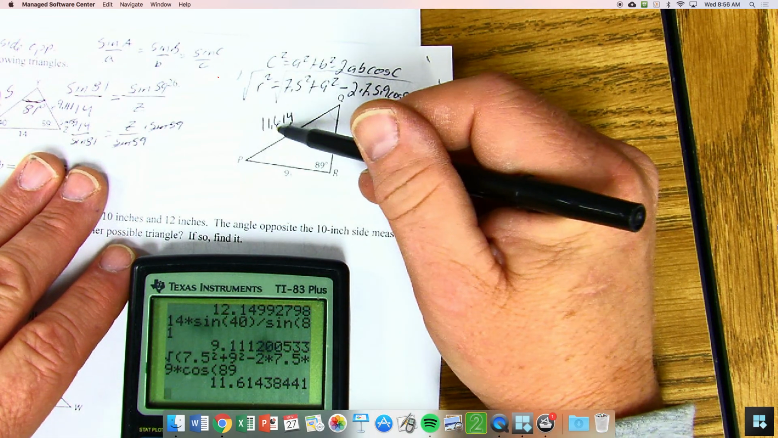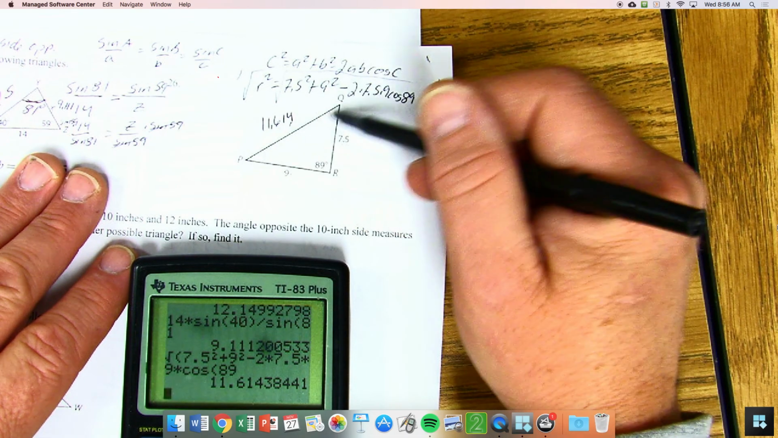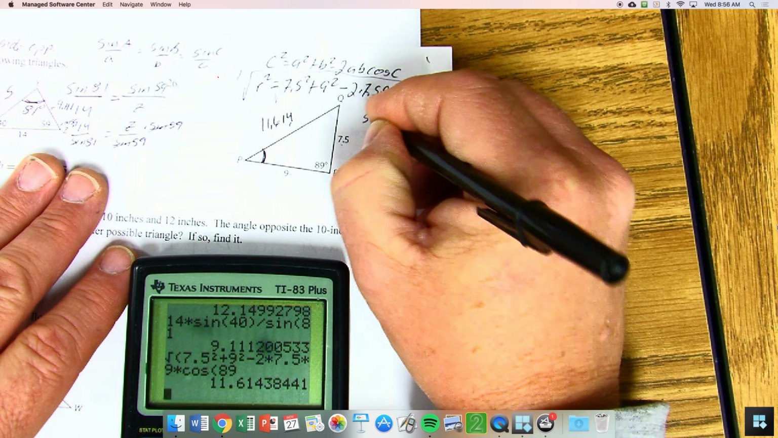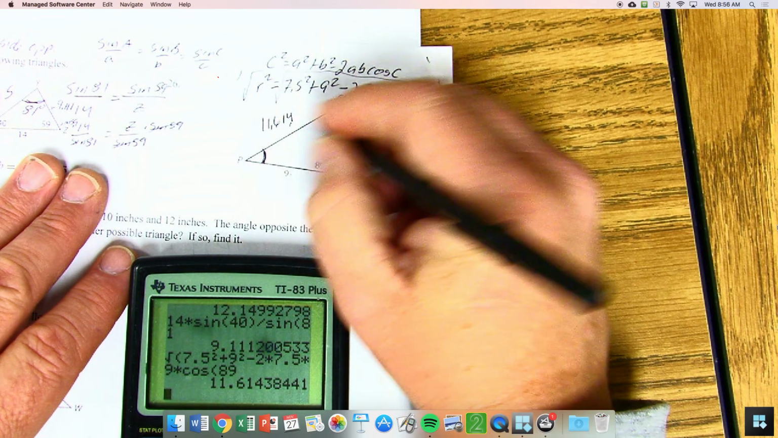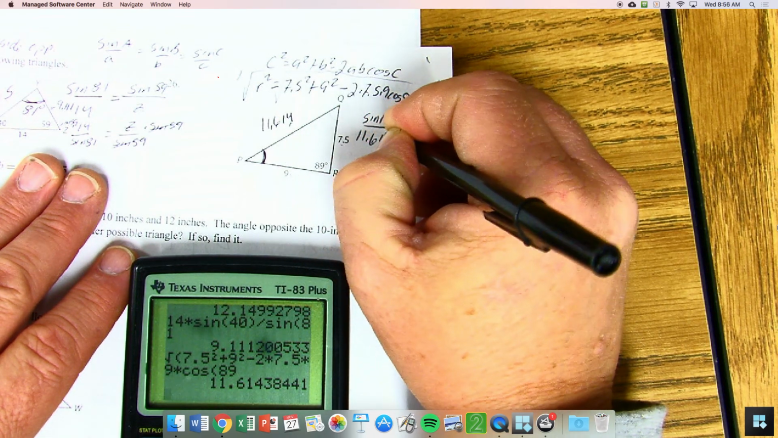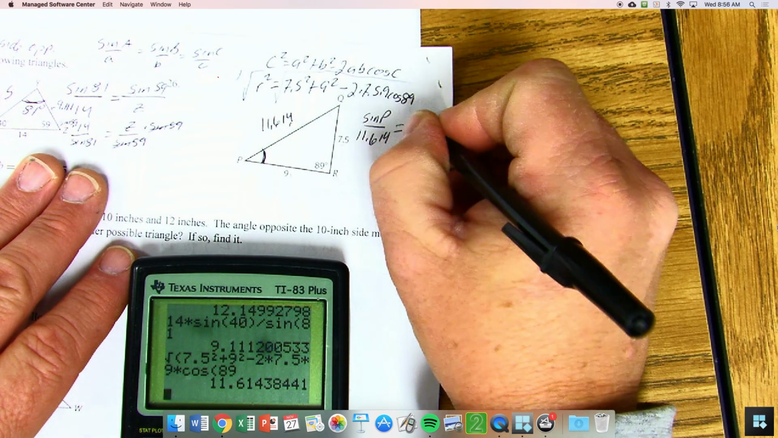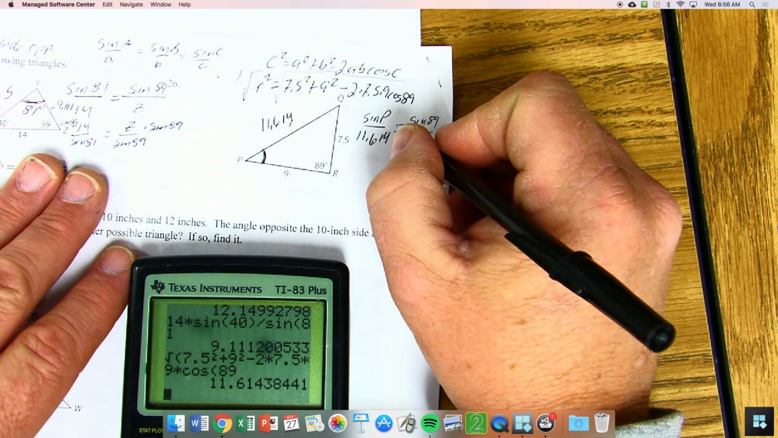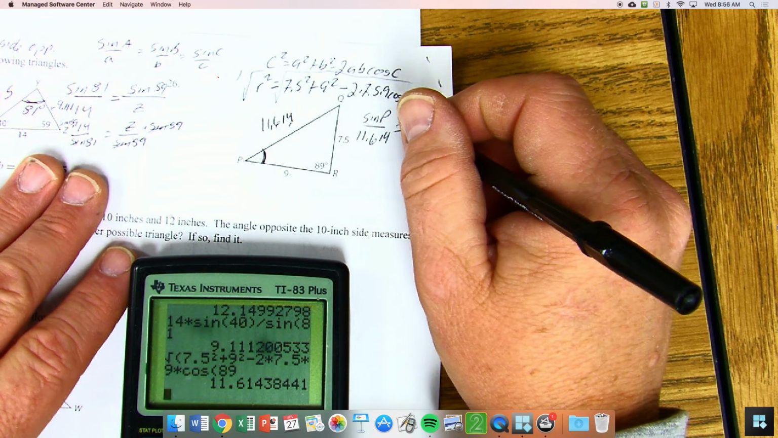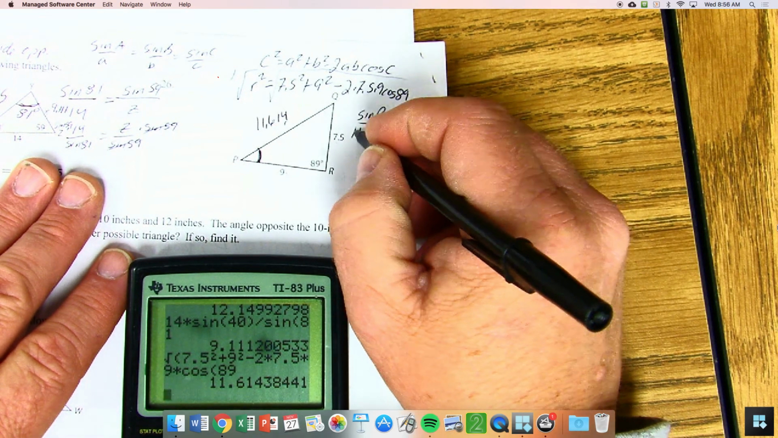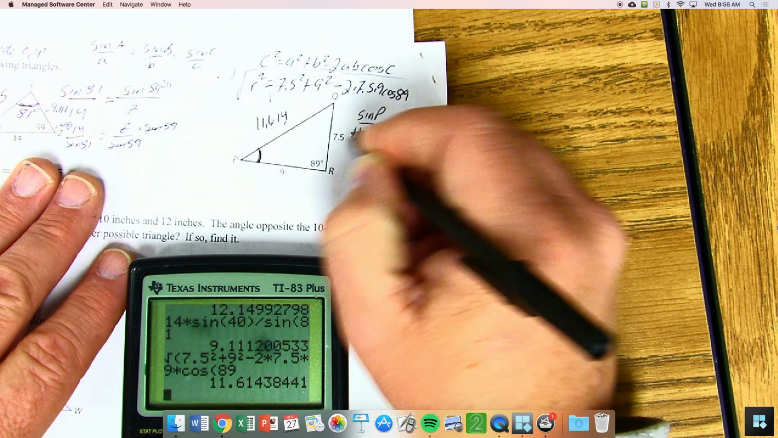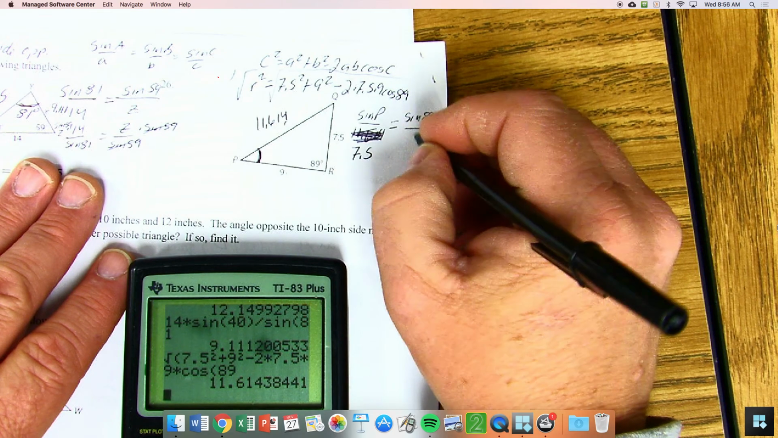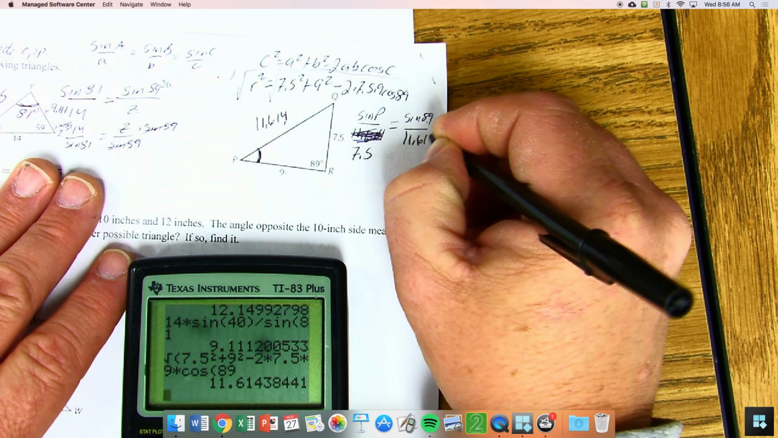Okay, now that I know this side, I can use law of sines to find my other angles. I would tell you to find this angle first. So I tell you to take sine of P over side opposite, which is 7.5, equals sine 89 over 11.614.